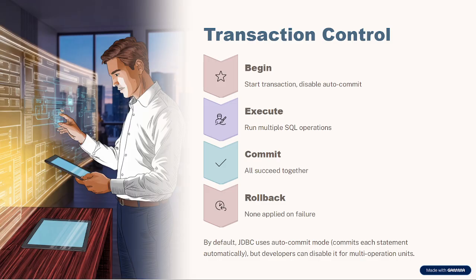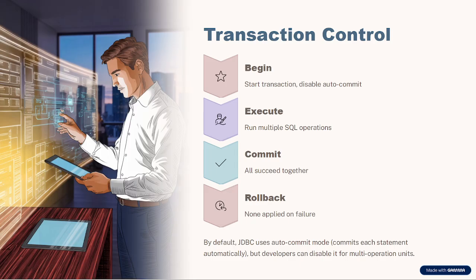Now let's talk about transactions. A transaction is a group of operations treated as a single unit. In JDBC, the default behavior is called auto-commit mode. That means every SQL statement is automatically saved immediately after execution. But in many real-world situations, multiple operations must succeed together. This is where transaction control becomes important.